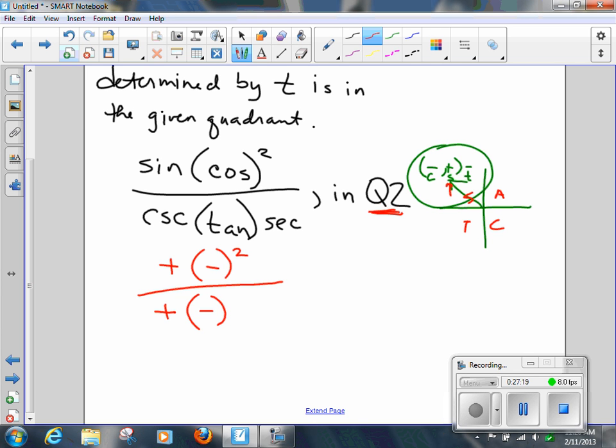Cosecant is the inverse of sine. Sine is positive, and its inverse is positive in the second quadrant. No, they are the same. The function and its inverse are positive in each respective quadrant. So sine and its inverse are positive in the second quadrant. Okay? So what about secant? Secant is the inverse of what? Cosine. If cosine is negative in the second quadrant, then secant is also negative.